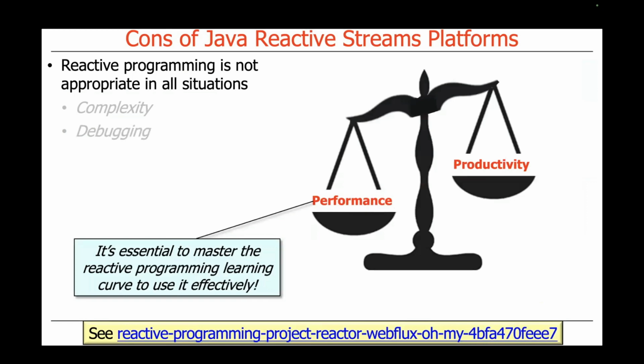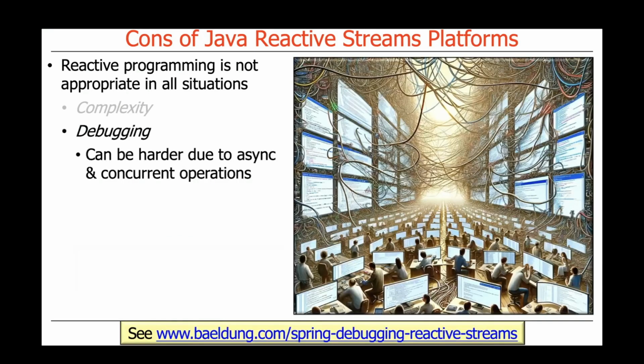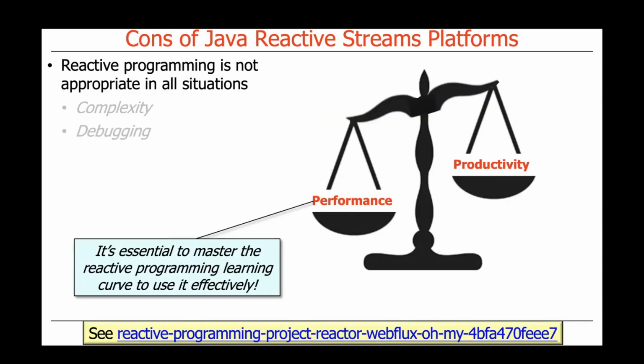It's therefore essential to master the reactive programming learning curve if you want to use it effectively. And of course, that's again one of the themes in this class. We want people to get comfortable using this way of programming because it does come in handy in some cases. And it's probably also worth pointing out that debugging with asynchronous operations and concurrency is a problem in other paradigms. It's not just reactive programming that wrestles with that. Functional programming has similar issues.